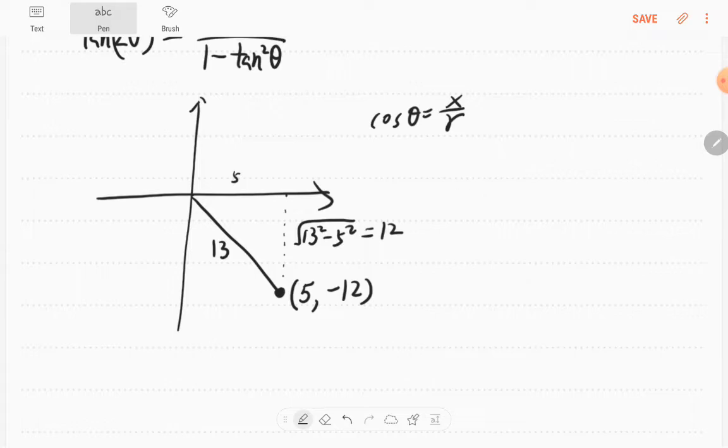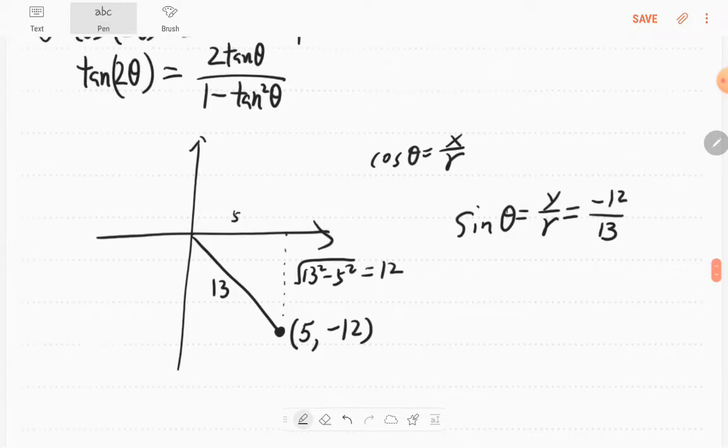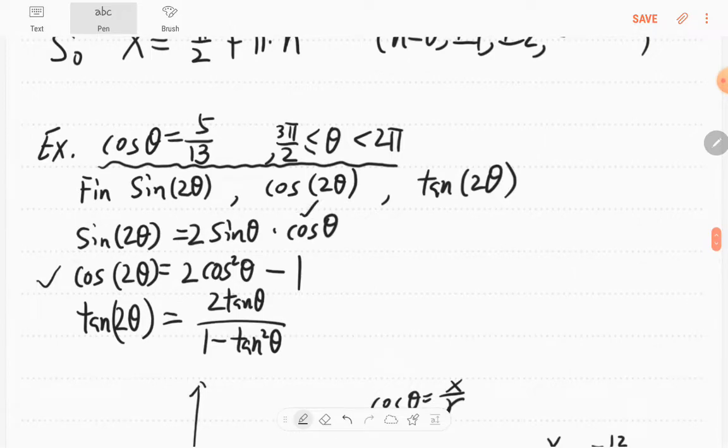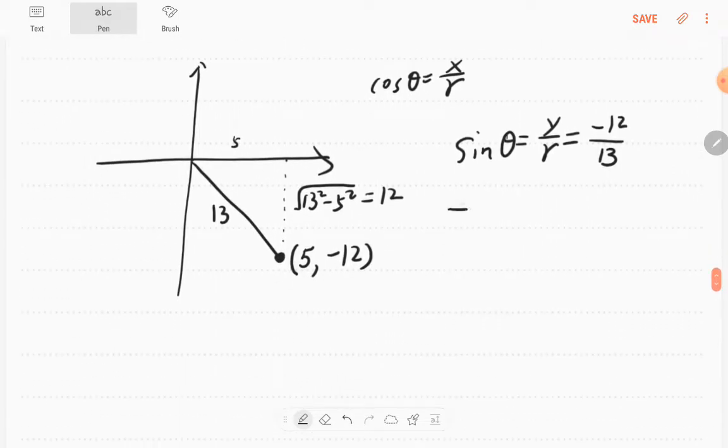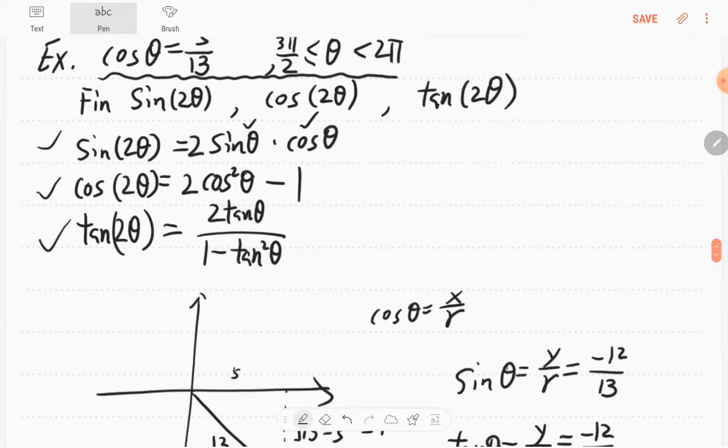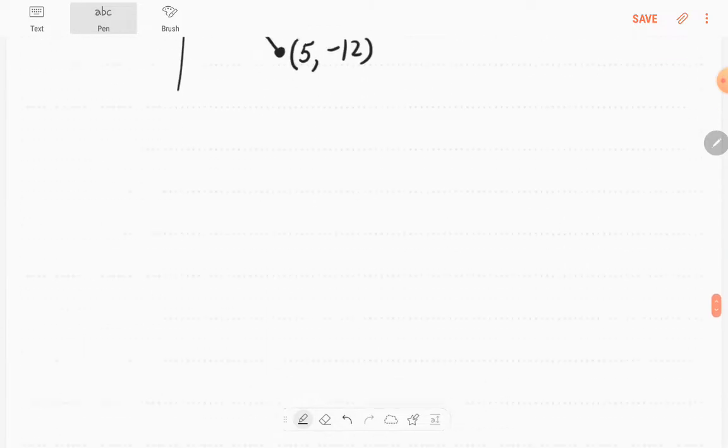Okay, so we can see that sine theta would be equal to y over r, where y is negative 12, so negative 12 over 13. So we know the cosine, and we know the sine, so this one has been done. Just plug in the numbers. And tangent theta is y over x, which is negative 12 over 5. So we know tangent theta, so this one is done. You just plug in the numbers to calculate.